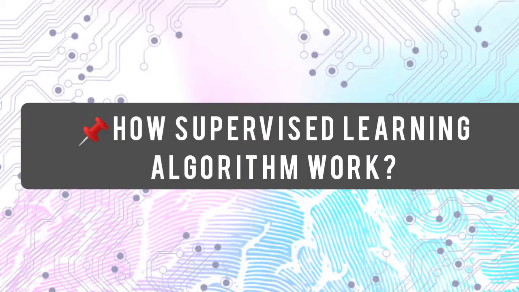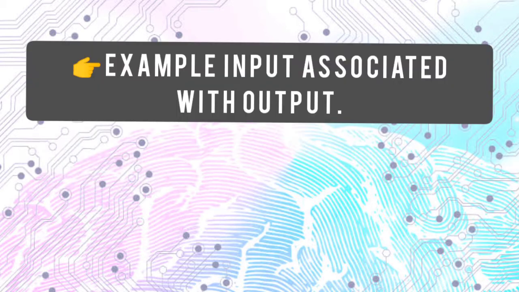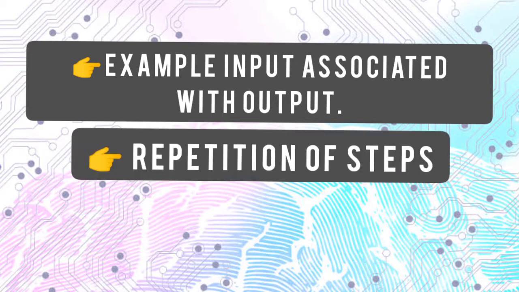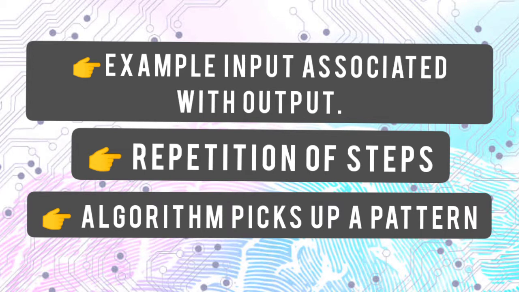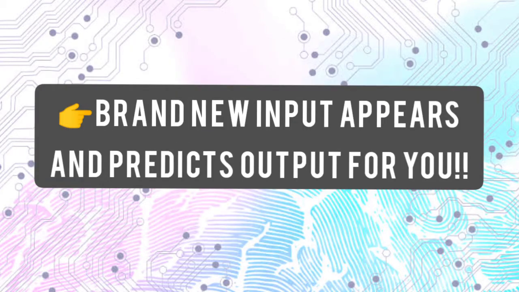Here is how, in general, a supervised algorithm works. You feed it an example input, then the associated output. You repeat the above step many times. Eventually, the algorithm picks up a pattern between the inputs and outputs. Now, you can feed it a brand new input and it will predict the output for you.